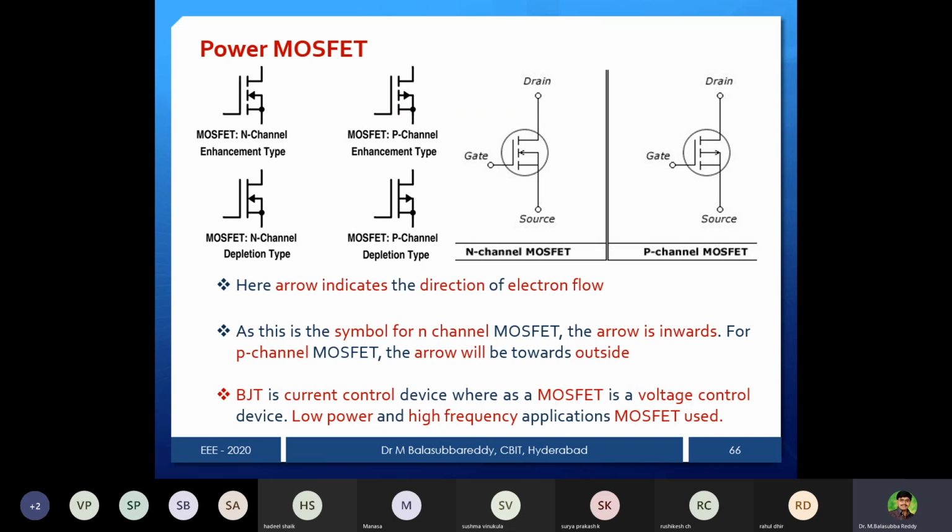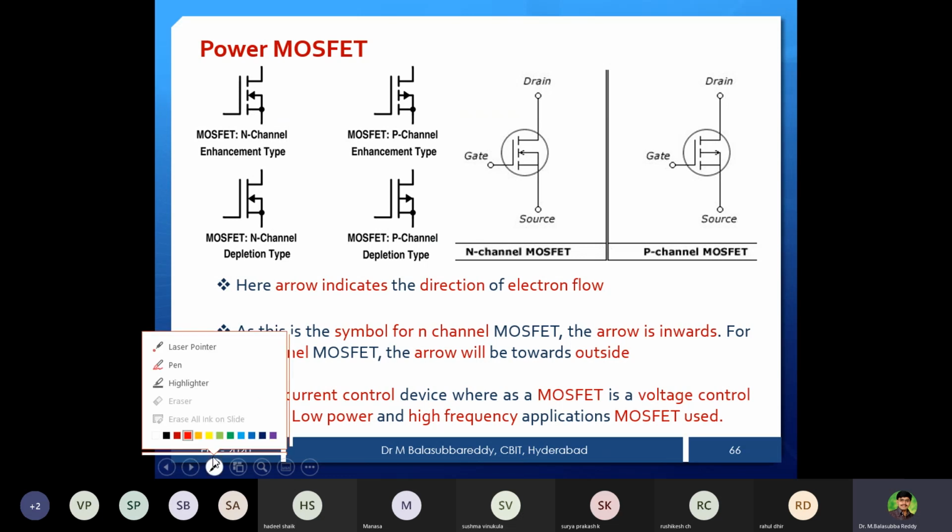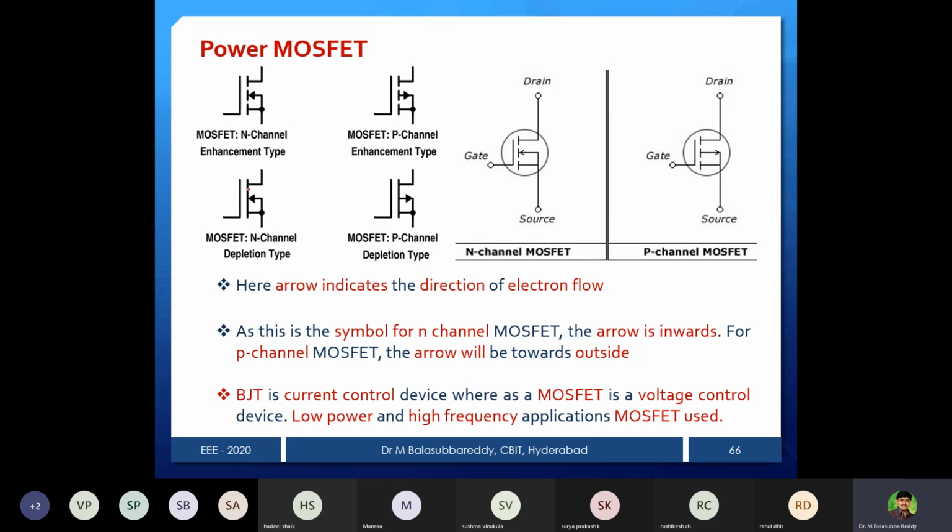Now we can see the diagrams also. This is an N-channel enhancement type. So here you can notice that no channel is established. But whereas here there is a channel present between drain and source. Between drain and source there is a channel, but here there is no channel. So that is the case of enhancement and depletion. So depletion type, channel is present; enhancement type, channel will not be present.